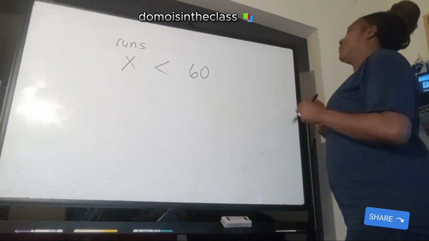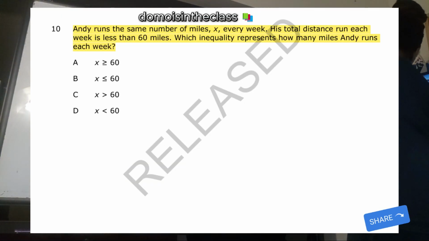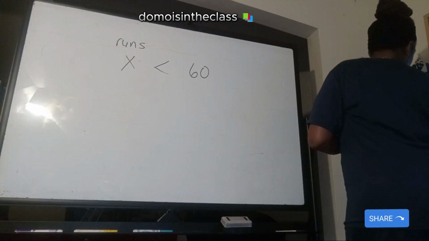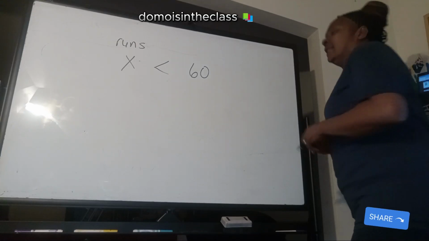All right? So it wasn't the first one, which is x is greater than or equal to 60, because it didn't say at least 60. And it wasn't less than or equal to, because it didn't say as much as or at most. And it wasn't x is greater than 60, because it already says that each week is less than.